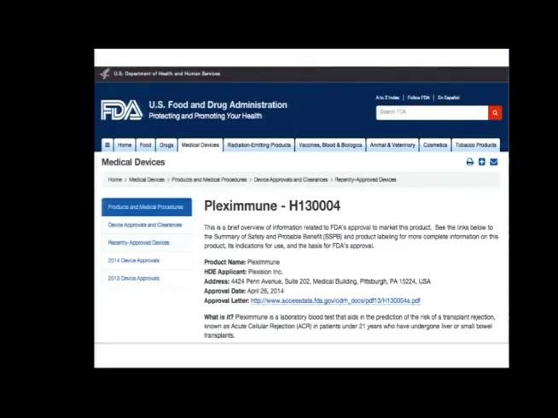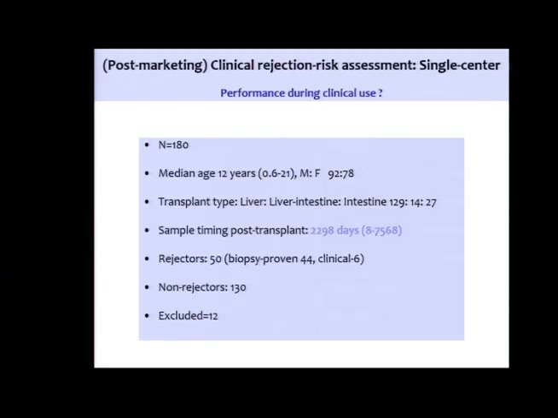And on the strength of these data, we received the approval, or the company that licensed our technology received the FDA approval to market the test for children less than 21 years of age who had received liver or intestine transplantation. There were a few questions we had not answered in this study.